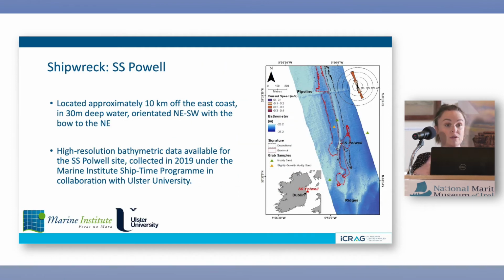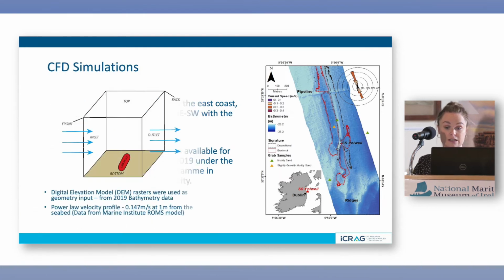So, for example, we started our work looking at the SS Powell. So this is about 10 kilometres off the east coast. It's in about 30 metres deep of water. The ship is orientated in a kind of a northeast to southwest direction. And there's some really excellent data available to us, and you will have heard others earlier from the Marine Institute and those linked with Infomar. There's some really excellent data available for this site, which is fantastic.